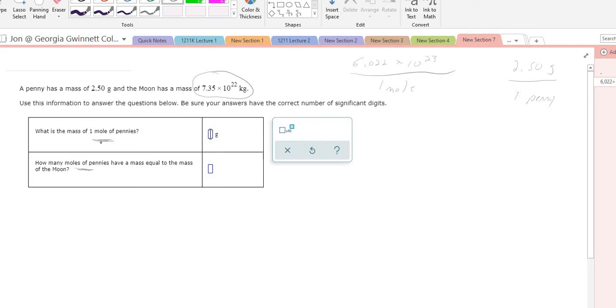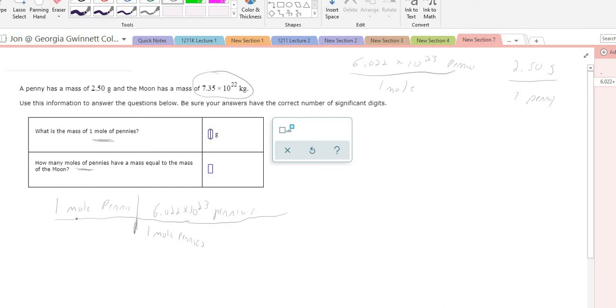What is the mass of 1 mole of pennies? All right, let's start there. So I have 1 mole of pennies, and what's the mass in that 1 mole of pennies? Well, let's put pennies as our unit right there. I know that there are 6.022 times 10 to the 23rd pennies in 1 mole. So let's go ahead and use that. In 1 mole of pennies, there are 6.022 times 10 to the 23rd pennies.